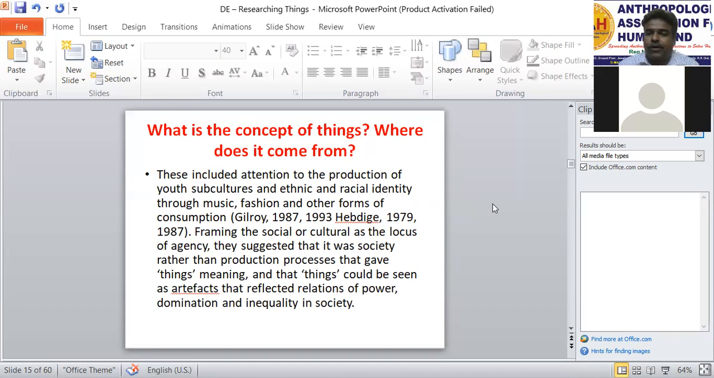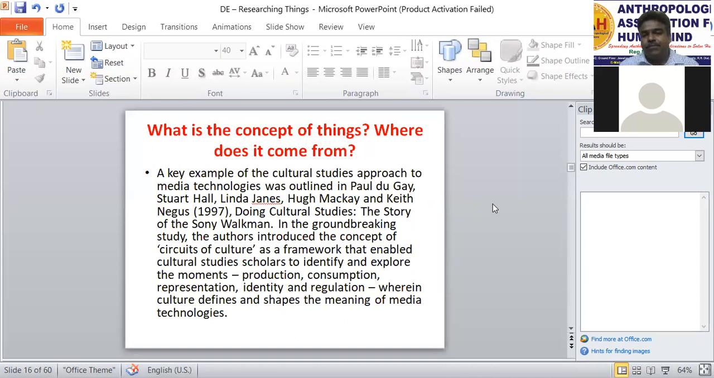They suggested that things could be seen as artifacts that reflected relations of power, domination, and inequality in society. A key example of the cultural studies approach to media technologies was outlined in Paul du Gay, Stuart Hall, Linda Janes, Hugh Mackay, and Keith Negus.